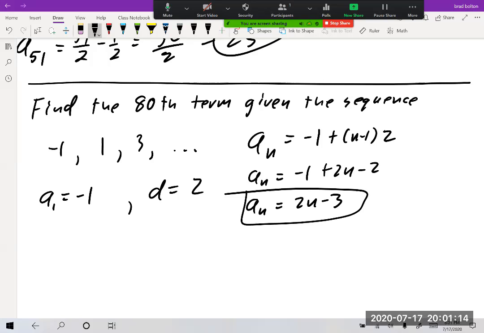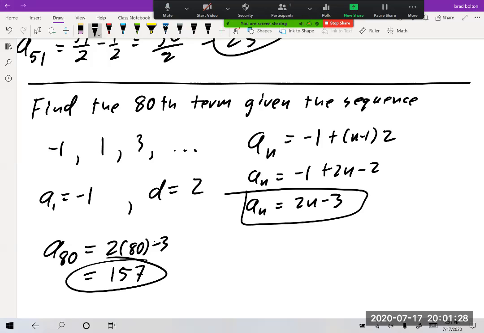I can find any term they ask for now. They want to know a sub 80. So I'm going to say the 80th term is worth 2 times 80 minus 3. So it'd be 160 minus 3, so I get 157. Boom, got it. No big deal, right? So sometimes giving you the sequence can make it harder, but with arithmetic, it's not so bad because we already have a formula for it.